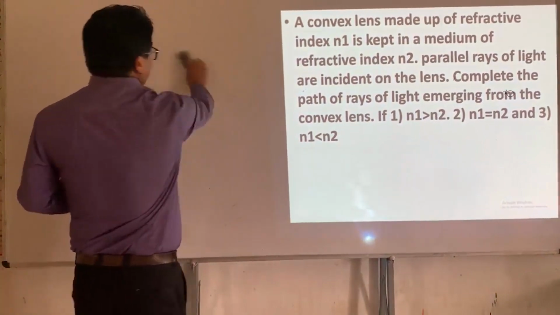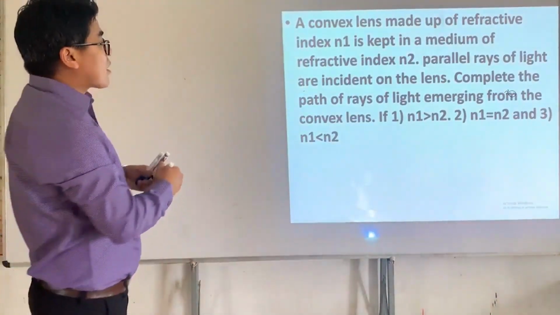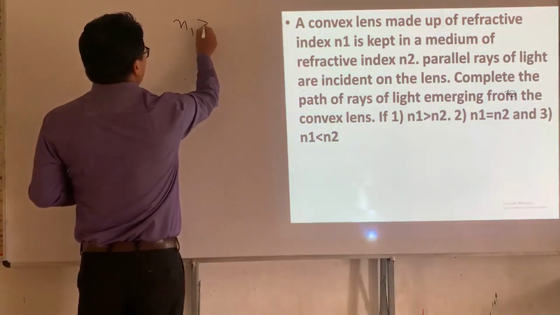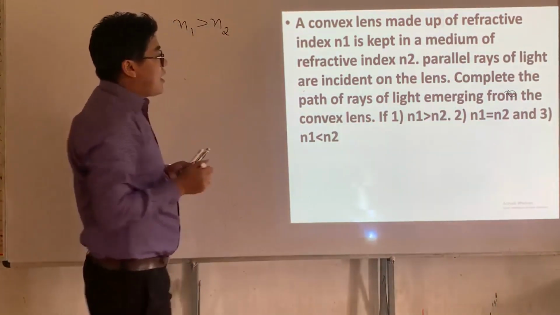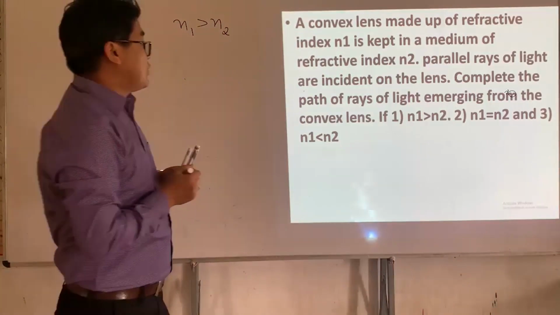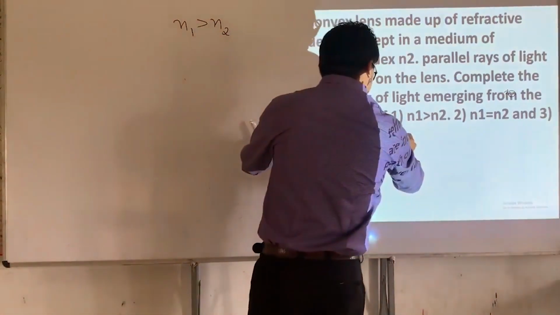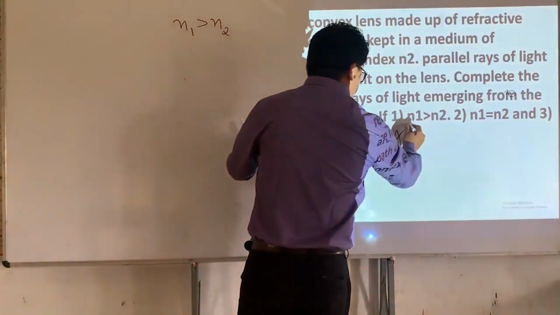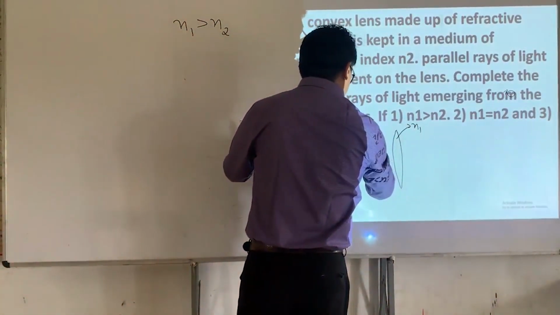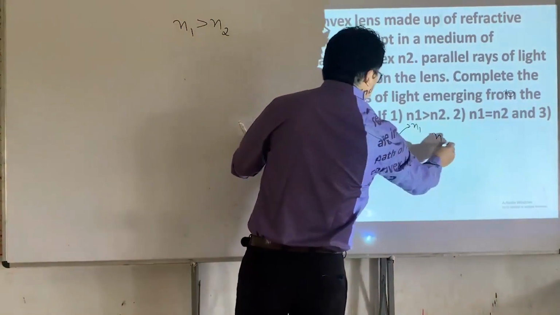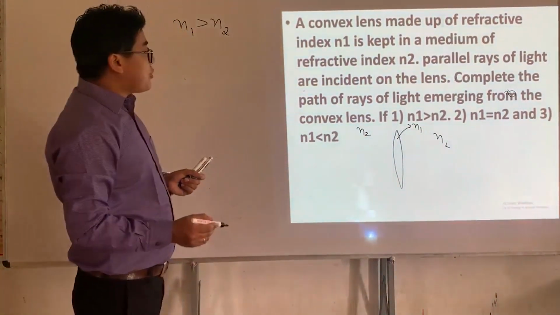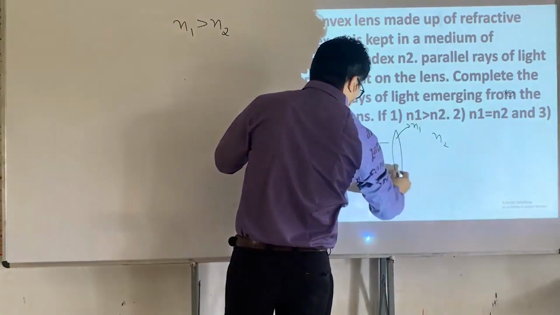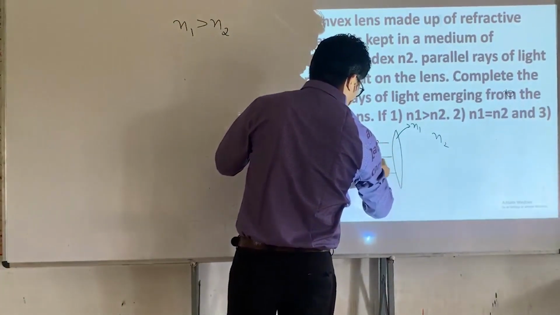I will go one by one. Condition number 1 is that N1 is more than N2. N1 is more than N2. So I have a convex lens like this. This is N1, this is N2, this is N2. So N2 is less than N1. So I have a parallel beam of light approaching it.